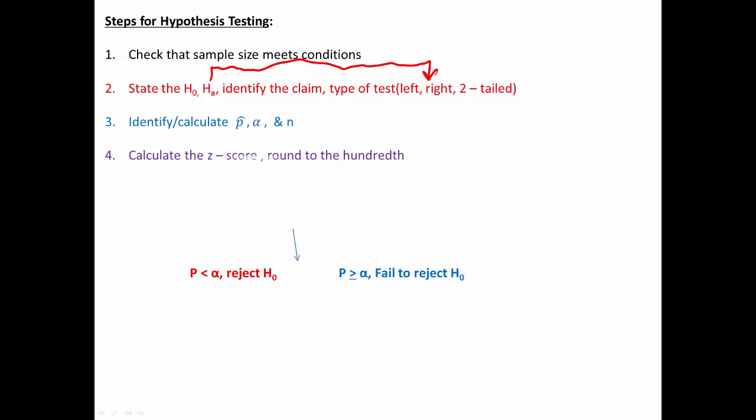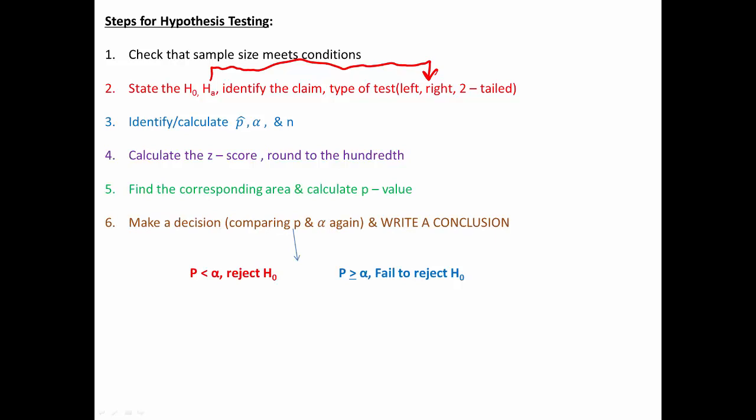So anyway, moving on. Calculate the z-score, round to the 100th. That's our formula. Could have put the formula on this page as well. Then step 5, find the corresponding area. Now it really depends what kind of test that is, how you do that, right? And calculate the p-value, the probability value from that z-score, looking up your z-chart values. And then number 6 is the same as what we did last Wednesday.